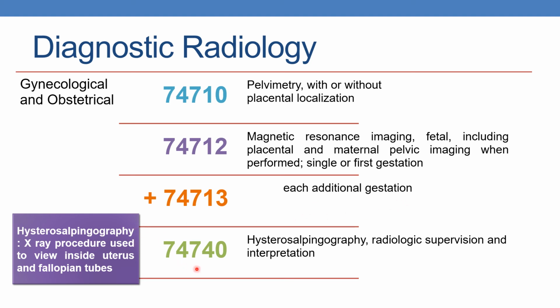The next is 74740, hysterosalpingography. Hysterosalpingography is nothing but an X-ray procedure used to view inside the uterus and fallopian tubes. Hystero means uterus and salpingo means fallopian tubes. So 74740 is hysterosalpingography, radiological supervision and interpretation.